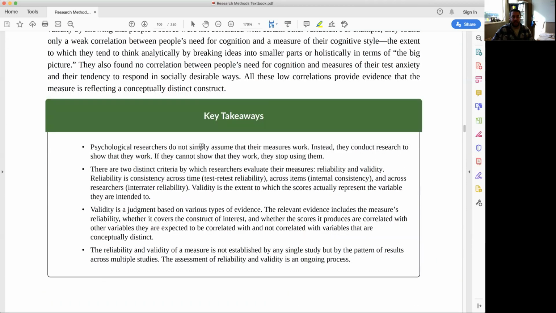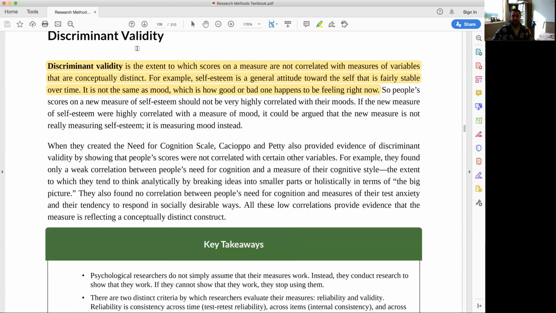Right. And then discriminant validity, kind of the opposite of criterion validity, the idea that scores are not correlated with measures that are conceptually distinct, right? So again, we probably would not expect something like depression and, I don't know, belief in a just world or something like that to be highly correlated with one another. So okay, how do we make sure of that? We look at discriminant validity.